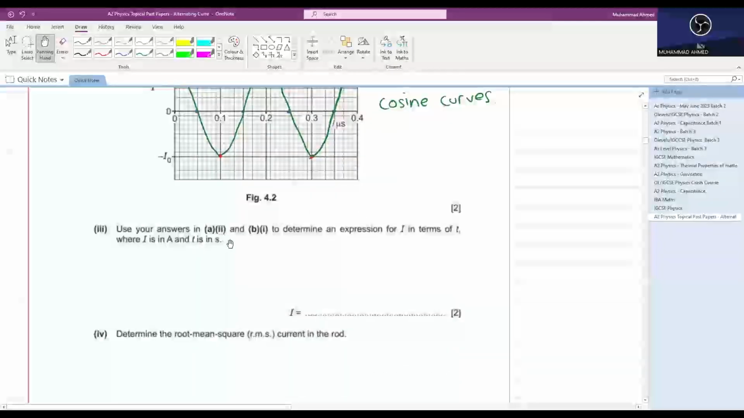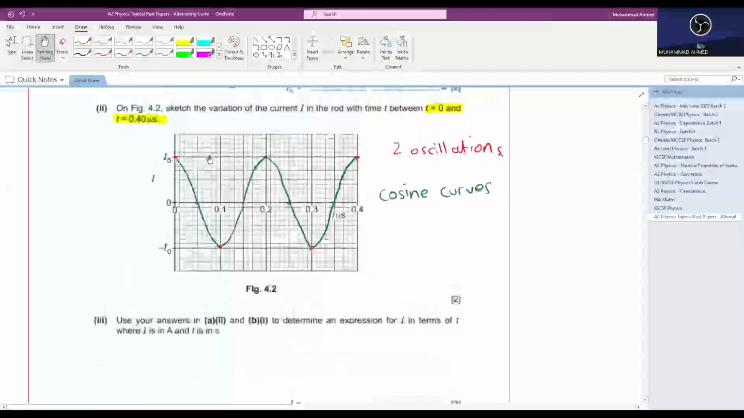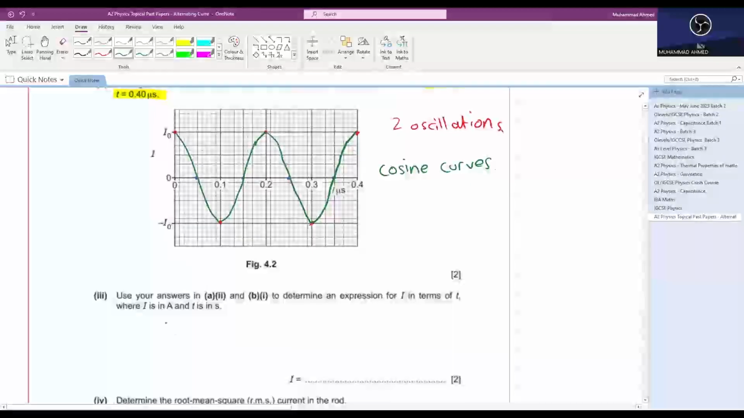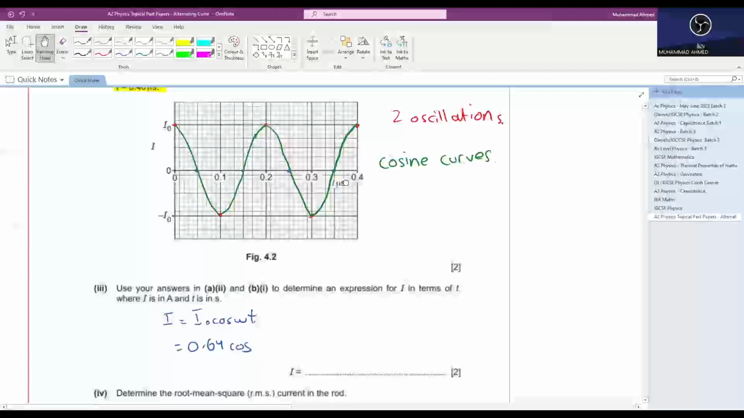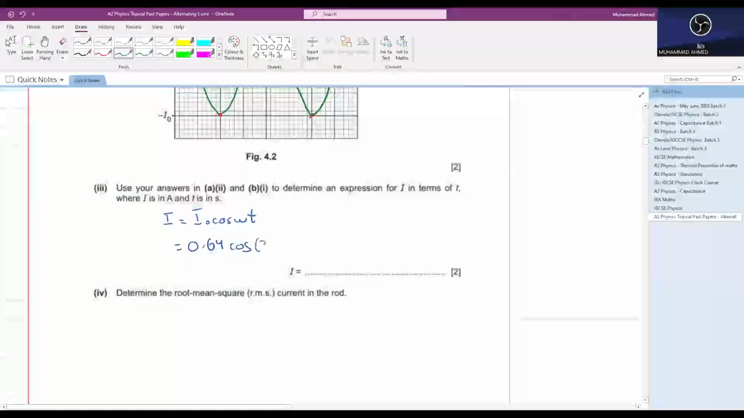Use your answer in part A2 and B1 to determine an expression for current in terms of t. Just by looking at it, you can see this is a cosine curve. So we can write I equals I naught cosine omega t. Your I naught was 0.64, and your omega was 3.1 times 10 raised to the power of 7, multiplied by t. So this is your final formulation for I.